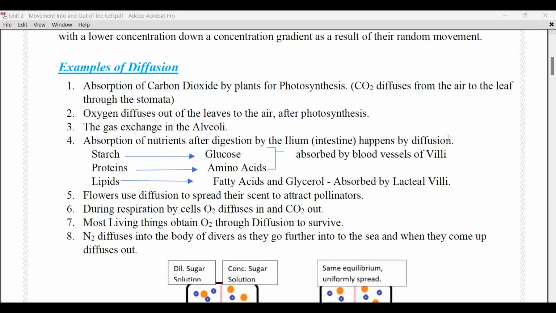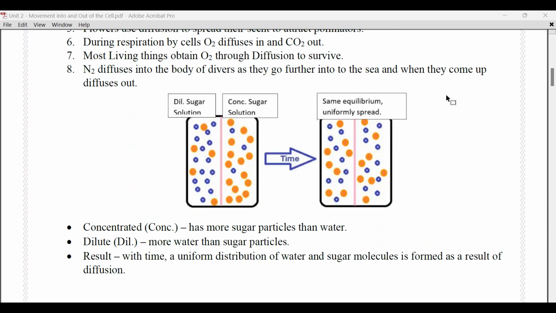the difference in concentration. Not just gas exchange, but absorption of nutrients in the intestine, more specifically in the ileum, also happens by diffusion. The broken down components like glucose and amino acids diffuse into the blood vessels in the villi, and fatty acids and glycerol would diffuse into the lacteals. Even the fragrance of flowers spreads throughout the area with the help of diffusion. In the diagram below, I have given a simple example with dilute and concentrated sugar solutions, which after some time would mix and form a uniform equilibrium.